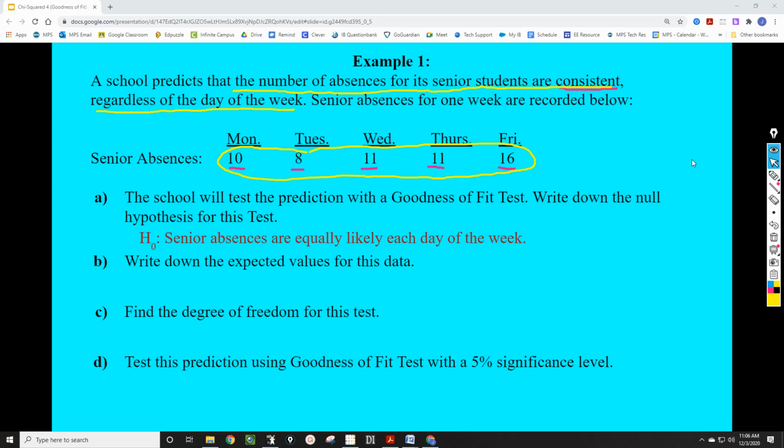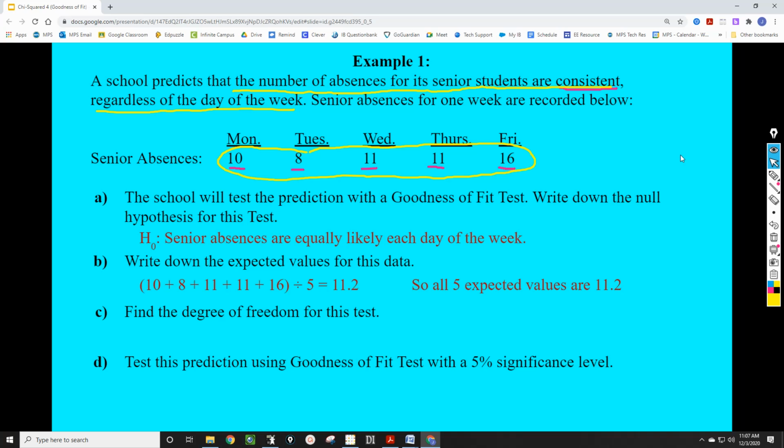So that work would look like this, where again we're adding up the 10 plus 8 plus 11 plus 11 plus 16, and then dividing that sum by 5 to get our mean or our average. And we would expect all 5 days to be 11.2. Obviously, you can't have 0.2 absences, but that would be the idea. That's what we would expect based on this data.